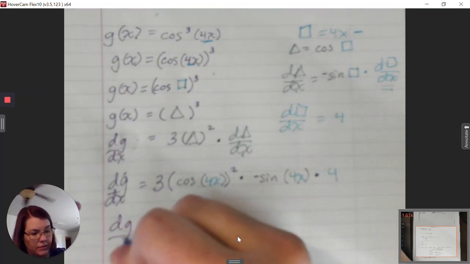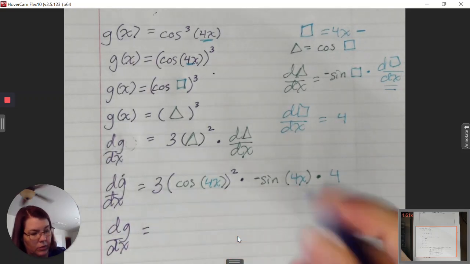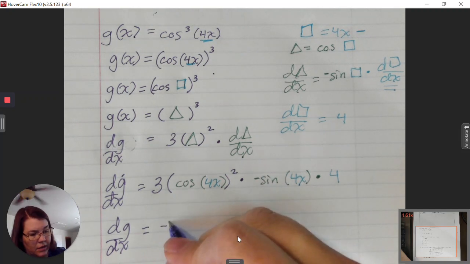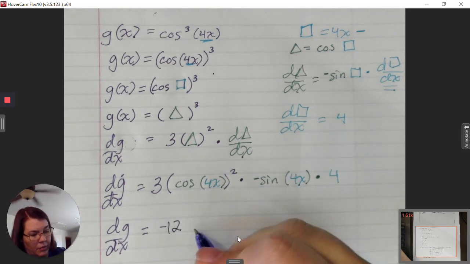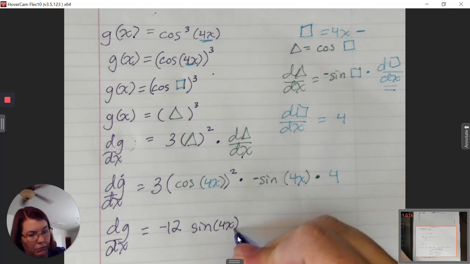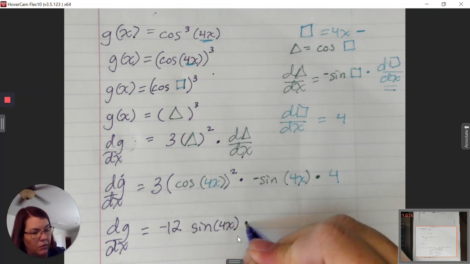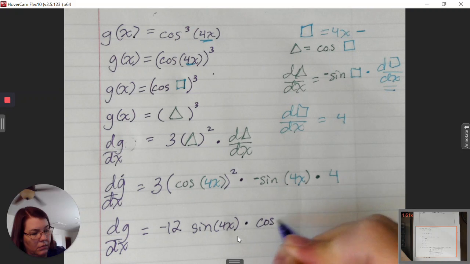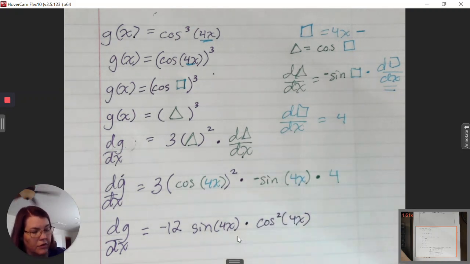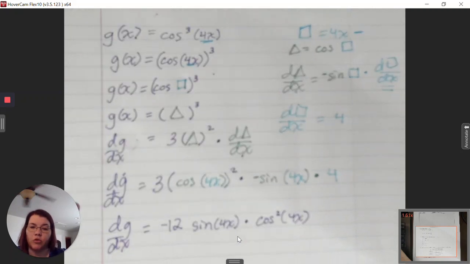Final answer. dg dx is equal to 3 times 4, which is 12, and then there's the negative sign, so negative 12. I'll put sine first because it doesn't have a power, times cosine of 4x, and cosine squared like that. That'd be the answer on the multiple choice.